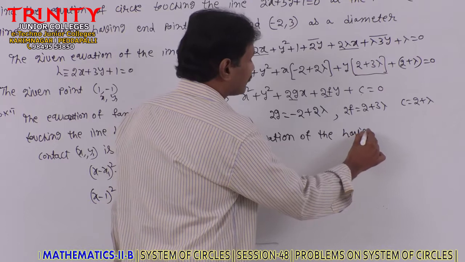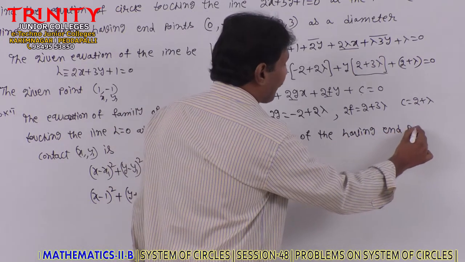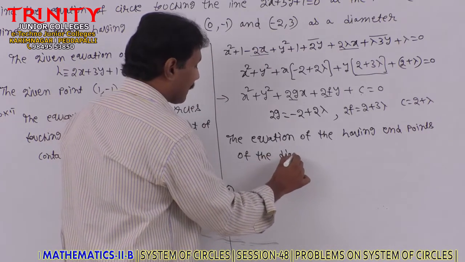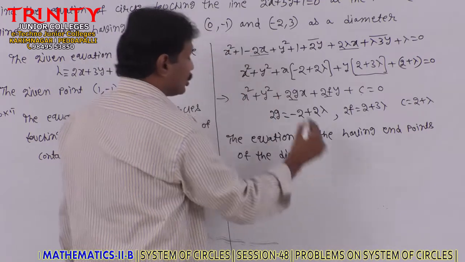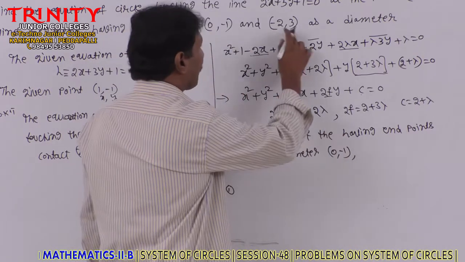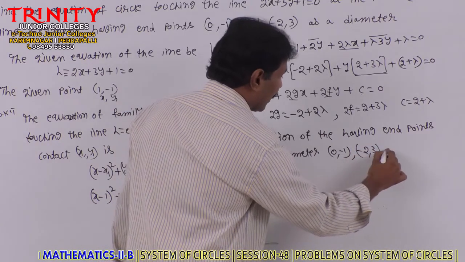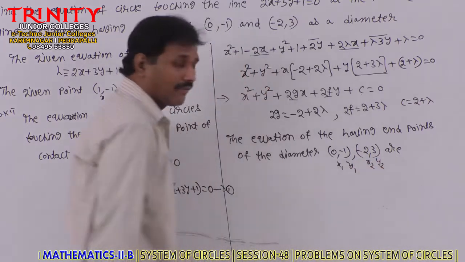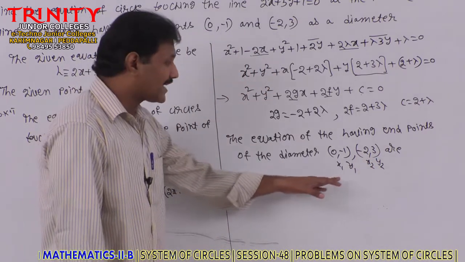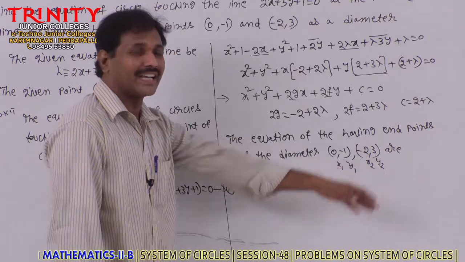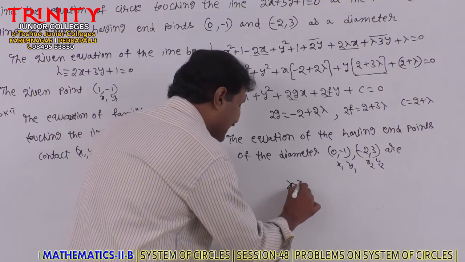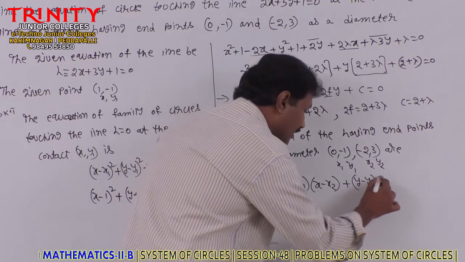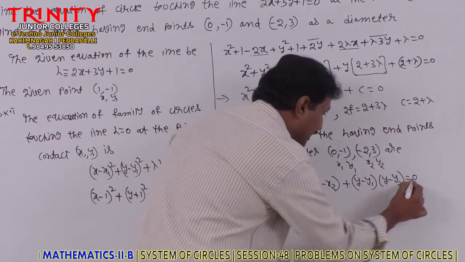The equation of the circle having endpoints of the diameter (0, -1) and (-2, 3). Let them be (x1, y1) and (x2, y2). We know that the equation of the circle whose diameter ends are (x1, y1) and (x2, y2) is (x - x1)(x - x2) + (y - y1)(y - y2) = 0.